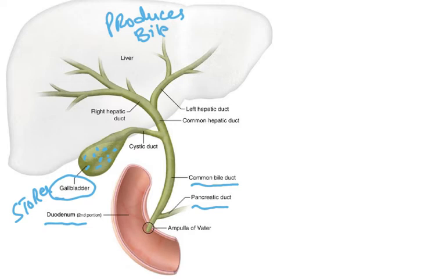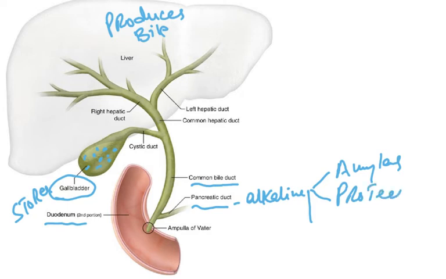So the liver is where the bile is produced, the gallbladder stores the bile, the pancreas produces an alkaline solution which is containing all the three enzymes, the pancreatic amylase, the pancreatic protease, which is trypsin, and the pancreatic lipase. So the pancreas is producing all these. And this is going to help us in the digestion of the food which is entering the duodenum.